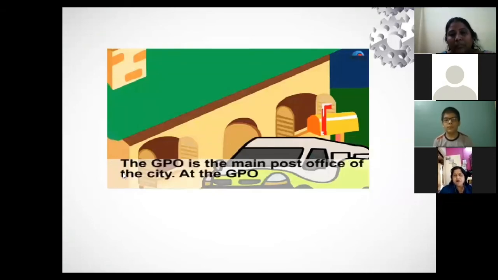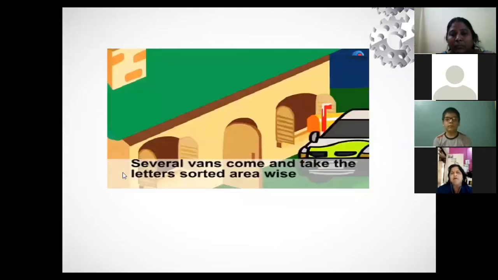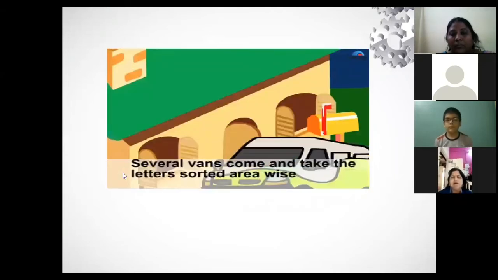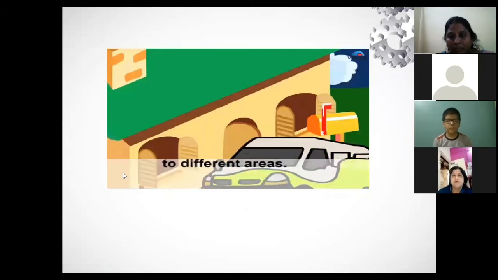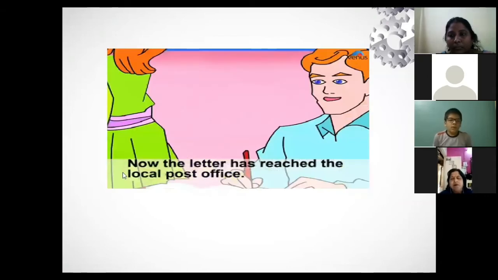The GPO is the main post office of the city. At the GPO, the clerks sort the letters area-wise. Several vans come and take the letters sorted area-wise to different areas. Now the letter has reached the local post office.